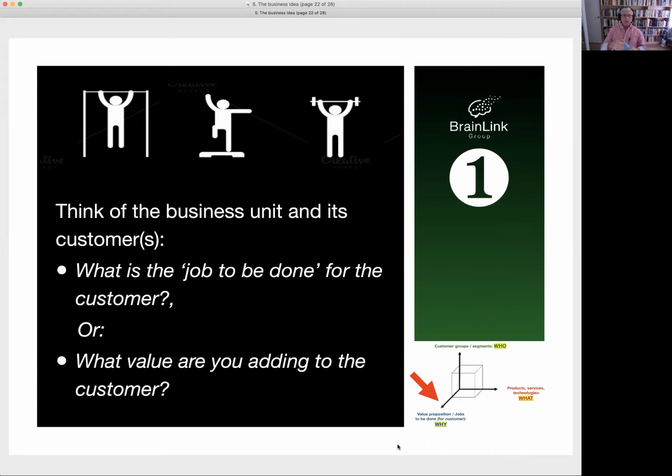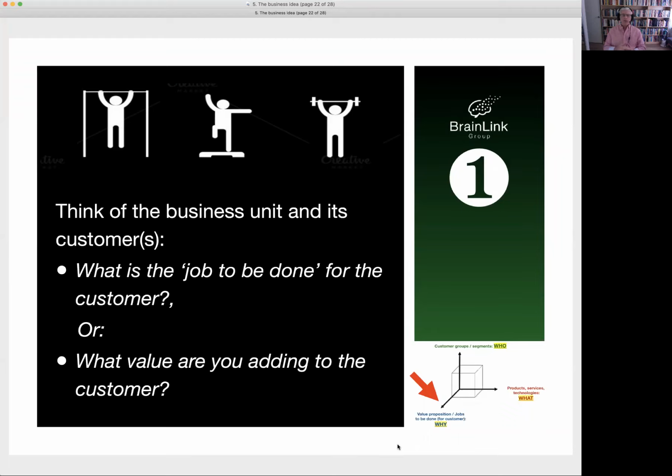And I would prefer it to be a business unit rather than the whole organization, only because when we start thinking about the whole organization, we may in fact be looking at several business units, several businesses within the organization. So think of the specific business unit itself and answer the question of what's the job to be done and what value are you adding to the customer? So this is your business idea. Describe the value proposition or the job you're doing or the value you're adding for the customer.